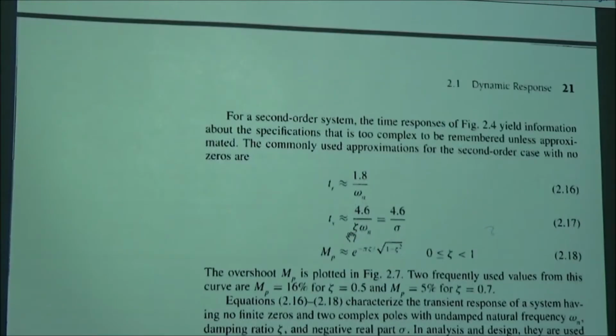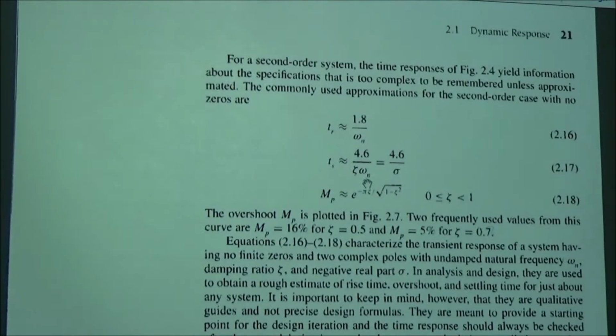And those values are related to sigma and omega n. Settling time is, say, for the 5% criterion, 4.6 divided by sigma, or zeta omega n. Rise time is approximately 1.8 over the natural frequency. The peak overshoot of the signal is e to the minus pi zeta divided by the square root of 1 minus zeta squared.